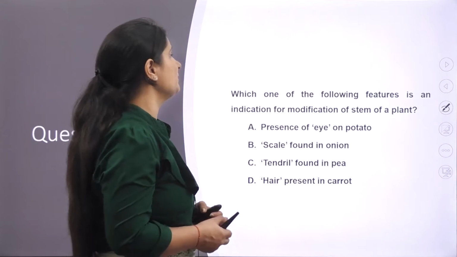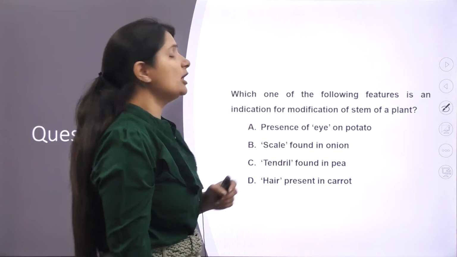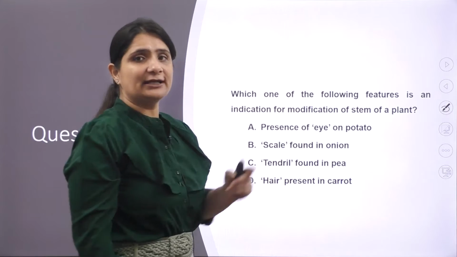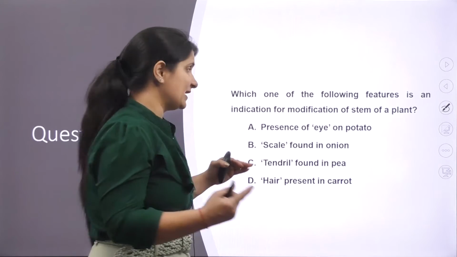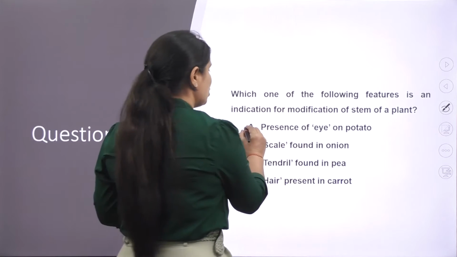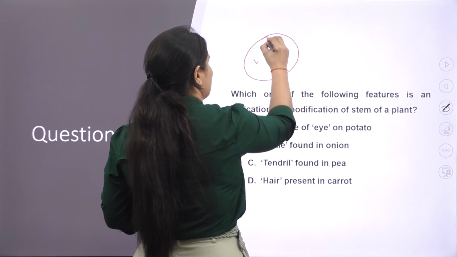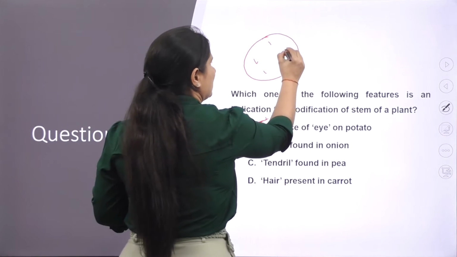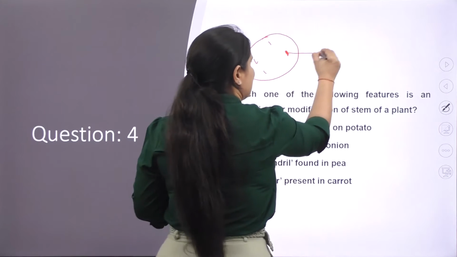Next question, question number 4. Which one of the following features is an indication for modification of stem of a plant? Stem of a plant, इसमें से कौन सी ऐसी option है जो बताता है कि वो modified stem है? So remember, presence of eye on potato. Potato is an underground stem, right? हम potato के ऊपर जो है ऐसे markings देख लेते हैं. So ये जो markings हैं, these are basically nodes, जो कि स्टेम का स्ट्रक्चर है.